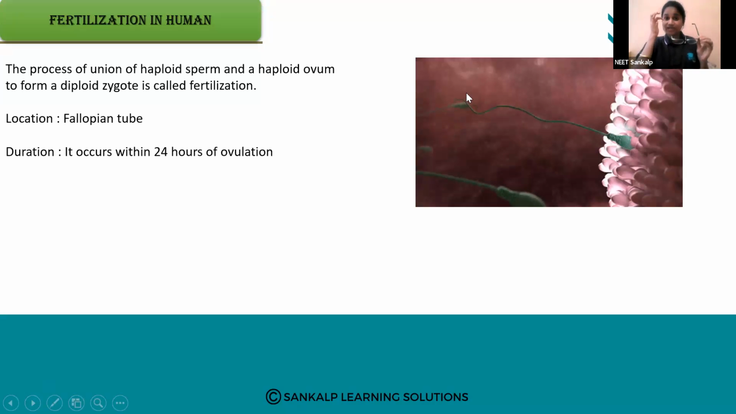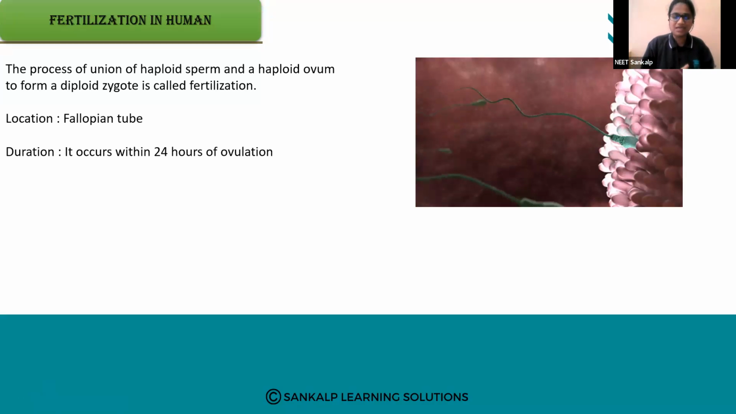Fertilization, right? So what does fertilization mean? The union of the male gamete with the female gamete, where a haploid sperm fuses with a haploid ovum to form a diploid zygote. That process is called fertilization. Where does it occur? Where is the location? Fallopian tube.